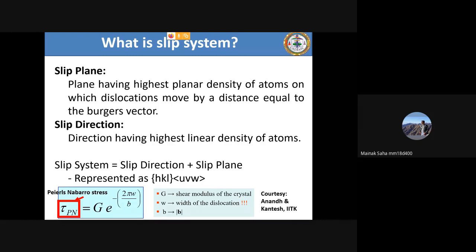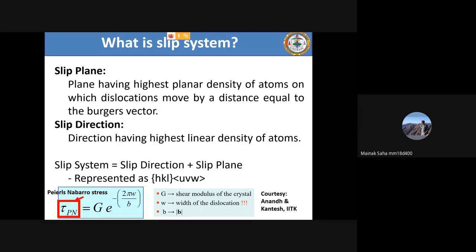This is a very simple way of visualizing an edge dislocation, for example. Screw dislocations can also be visualized, but it is quite hard, so people mostly visualize edge dislocations. Basically, the width of a dislocation is that region within a dislocation.